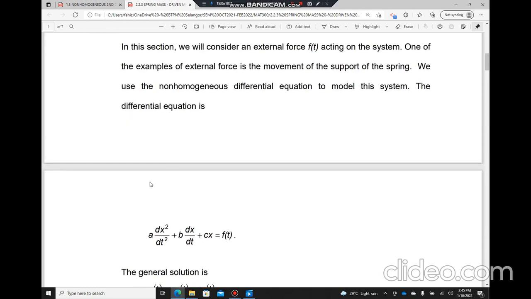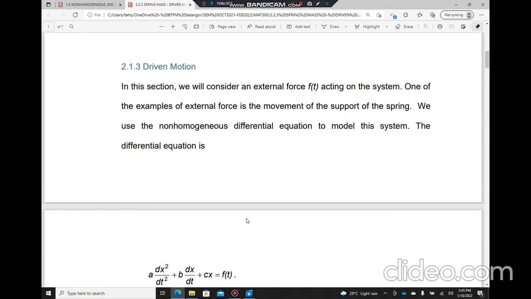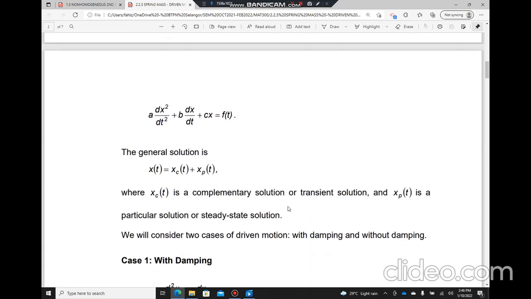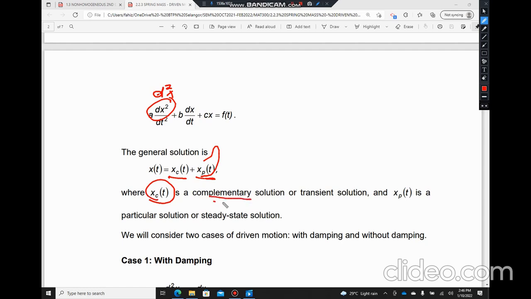Okay, so kita ada satu lagi topik dekat sini which is driven motion. Untuk driven motion ni, first, kat sini you all tukar dulu, d square x dt square. Then kita ada xc plus xp, so dia akan sama dengan non-homogeneous untuk case ni. Biasanya xc kita panggil complementary solution dalam chapter 4. Dalam case ni kadang-kadang dia tulis find complementary solution, ataupun satu lagi mungkin dia panggil transient solution.